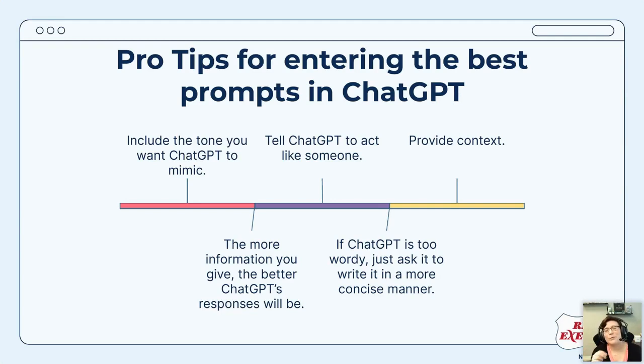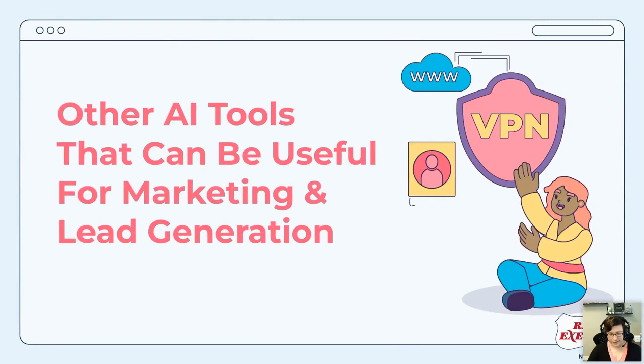So if ChatGPT is too wordy, ask it to write in a more concise manner. You can ask it to limit the response to a specific character count. You can even tell ChatGPT to act like someone. For example, act like a first-time home buyer. What are your biggest fears in purchasing a home? You can provide context. For example, I'm a real estate agent that sells luxury properties in Woodcliff Lakes. What are the current trends for luxury properties in this area? Something like that. So give it more and you're going to get more. That is definitely a theme in using this program here.